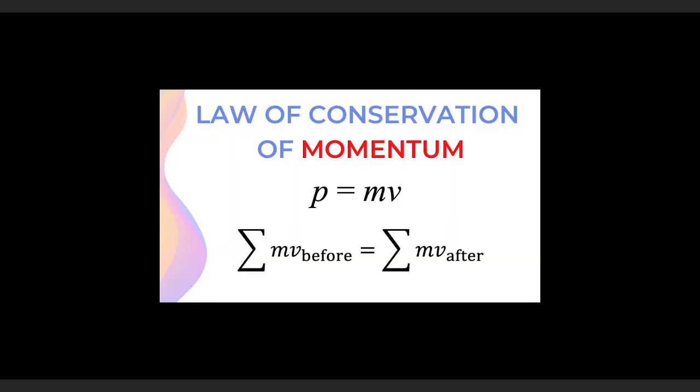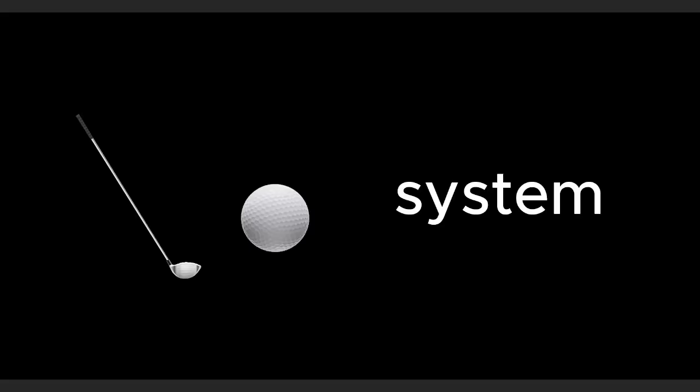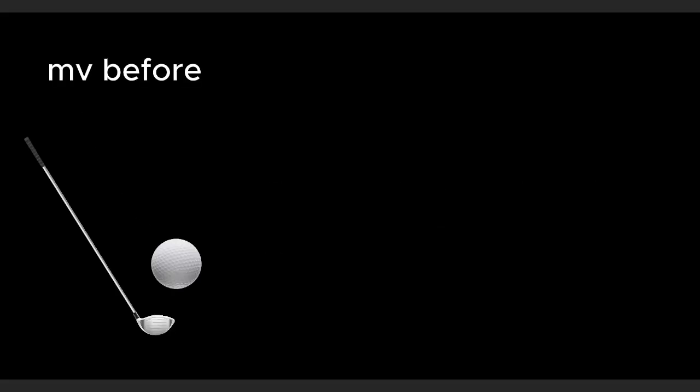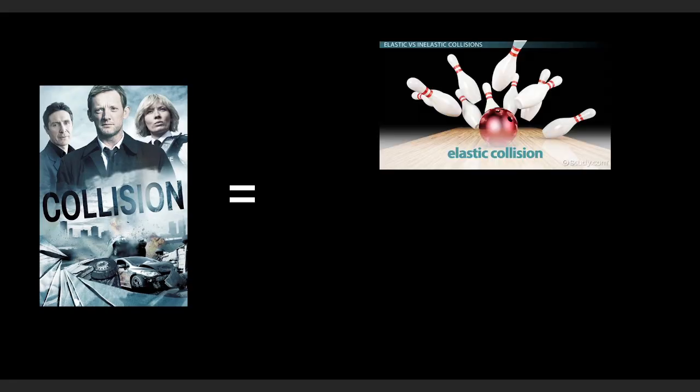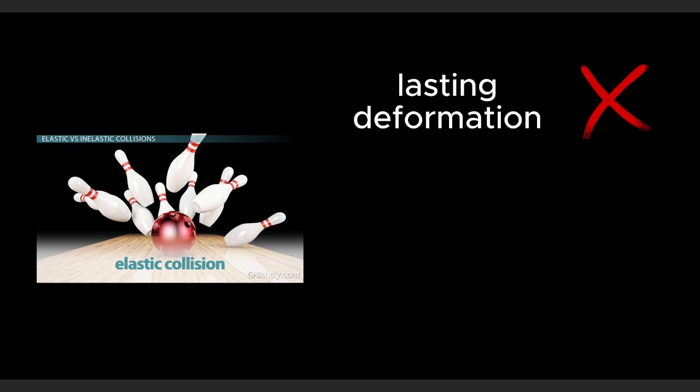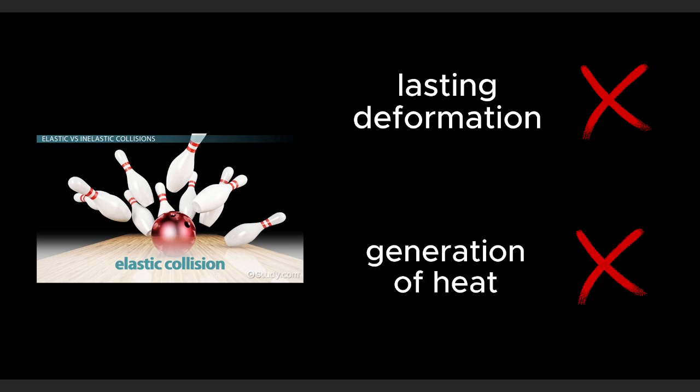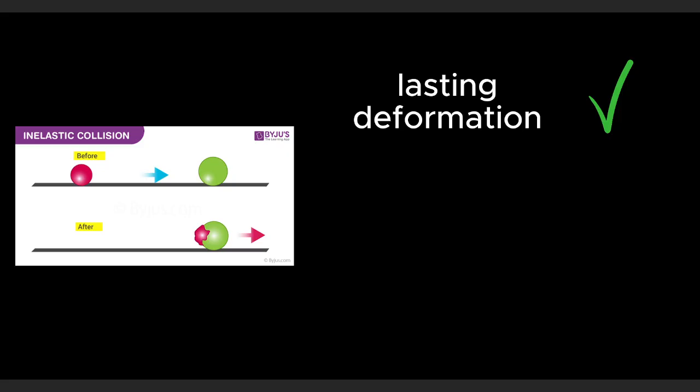The law of conservation of momentum states that in the absence of external forces, the total momentum of a system remains unchanged. In regards to the club-golf ball system, the momentum before collision is equal to the momentum after collision. Collisions can be classified as elastic or inelastic. Elastic collisions involve no lasting deformation and no significant generation of heat, while inelastic collisions result in some permanent deformation and/or the production of heat.